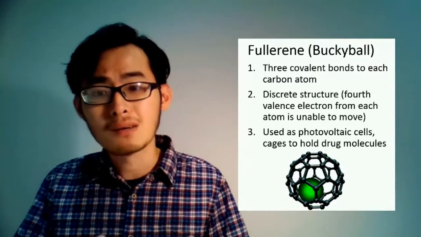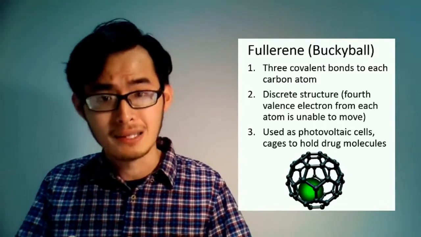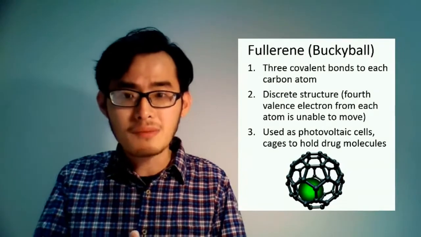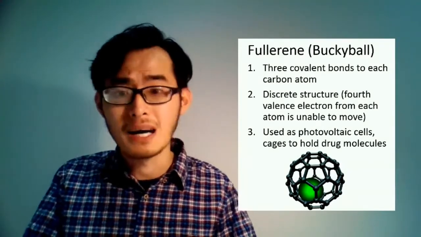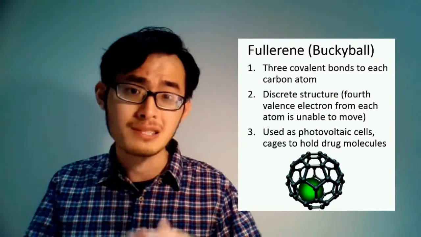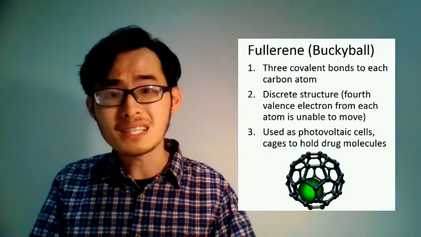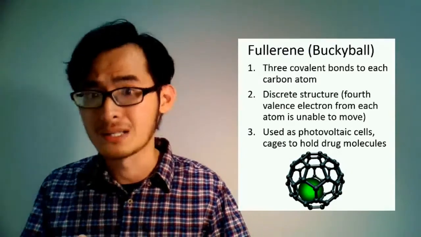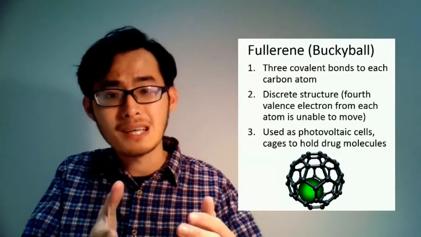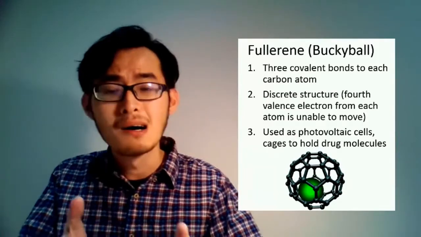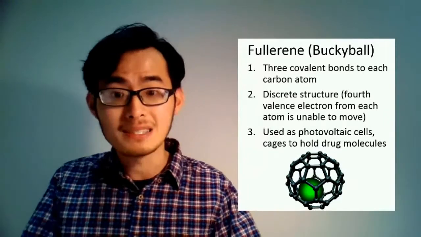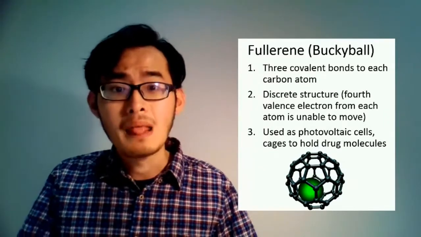So you have 3 covalent bonds to each carbon atom, and you also have a 4th valence electron here. But the difference between Fullerene and graphite is that in Fullerene, even though it has the 4th electron, that electron can't really move around because this exists as a discrete structure. So if you think back on what we have discussed, diamond exists as a carbon network lattice structure. For graphite, it exists as a carbon layer lattice structure. For Fullerene, it exists as a discrete structure.